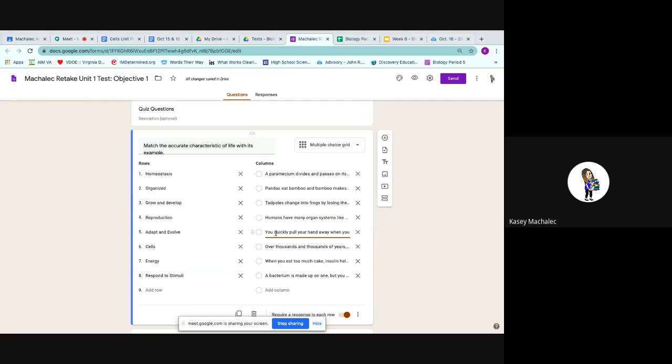The fifth column says you quickly pull your hand away when you touch a hot pan. Does this describe homeostasis, organized, grow and develop, reproduction, adapt and evolve, cells, energy, or respond to the environment? You quickly pull your hand away when you touch a hot pan. Which part of HOGRACER does that match with?